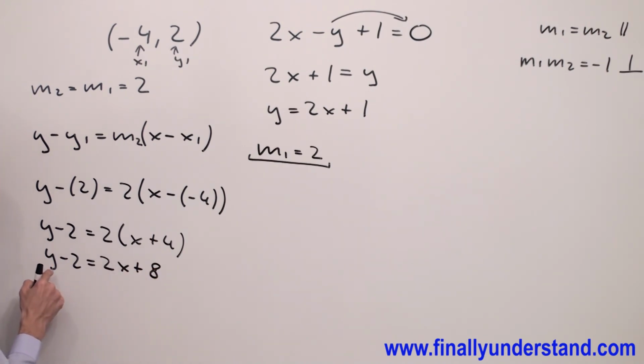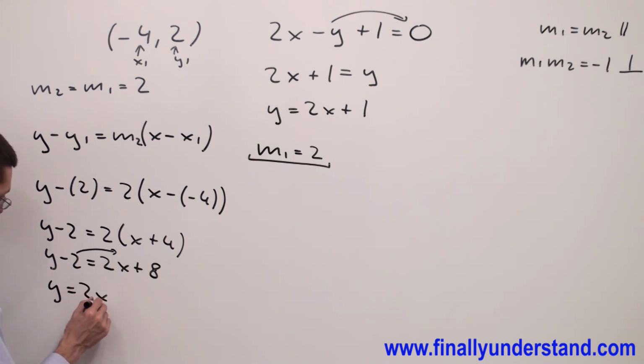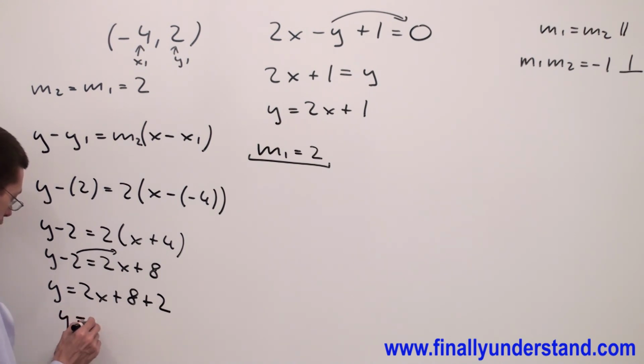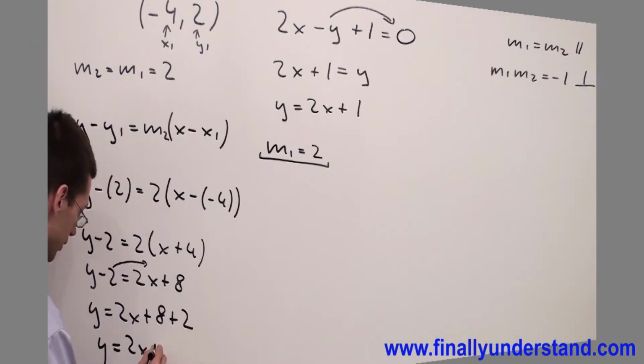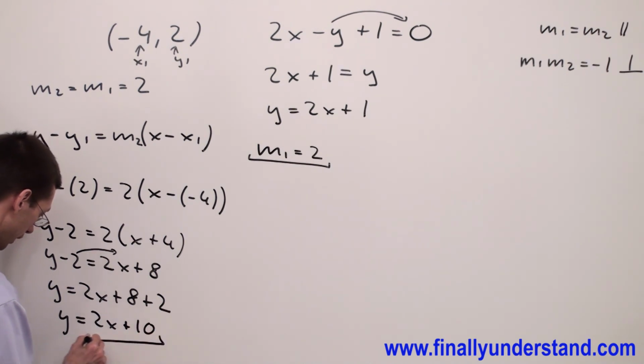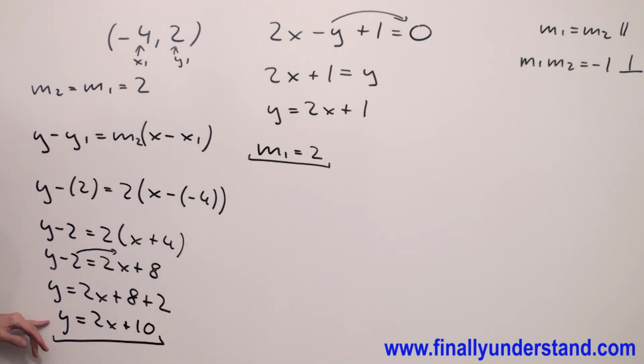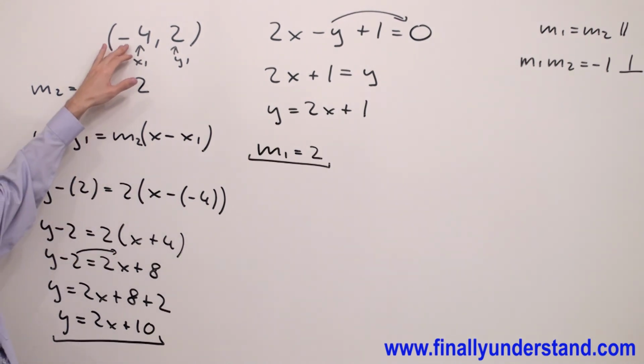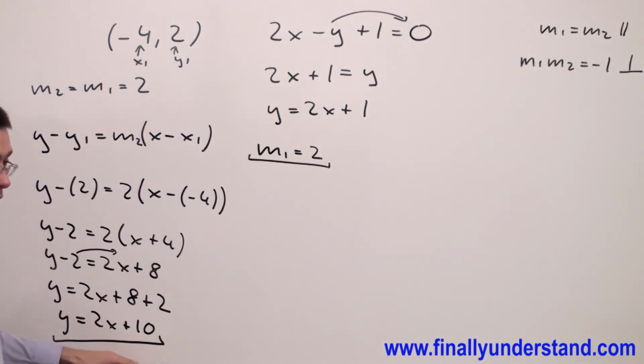I have to solve this equation for y in order to find equation of the line. So that's why I'm going to move negative 2 to right side of the equal sign. So y is equal 2x plus 8 plus 2. Y is equal 2x plus 10. And simply we found the equation of the line which is parallel to this line and which is passing by this point. So this is the solution to my problem.